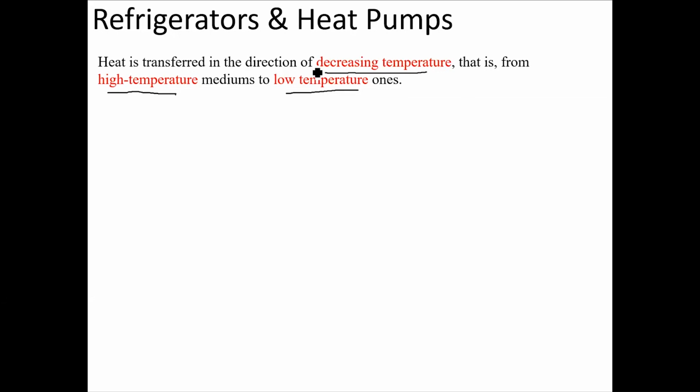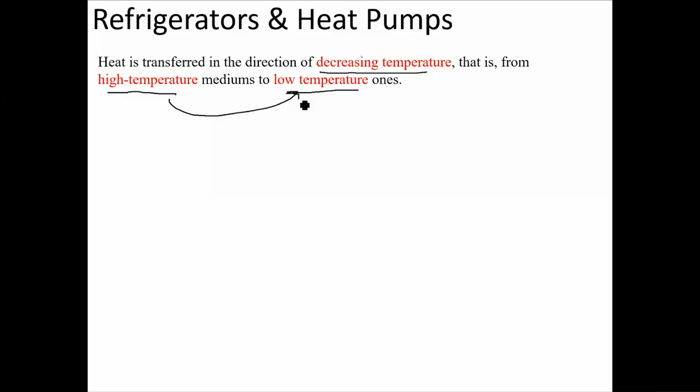So heat transfers from high temperature to low temperature. That means it flows in the direction of decreasing temperature naturally. This heat transfer process occurs naturally and doesn't require any device. However, if you want to do the opposite, the reverse process, it cannot occur by itself. There has to be a device that transfers the heat from a low temperature medium to a high temperature medium, and these special devices are called refrigerators.